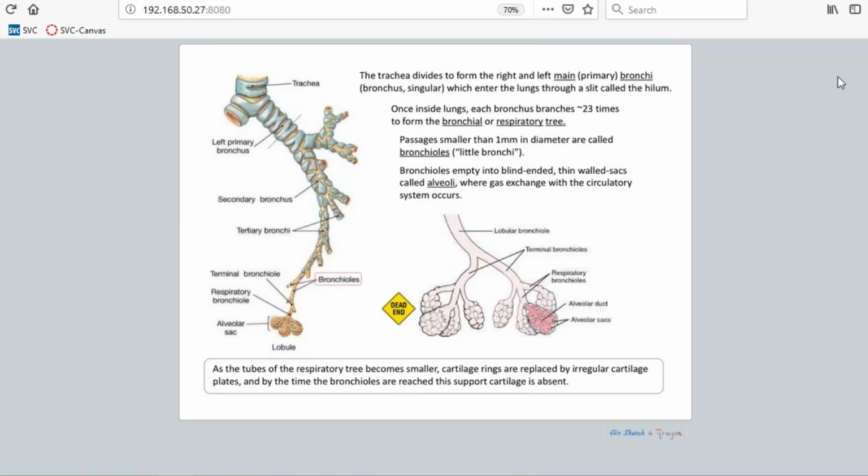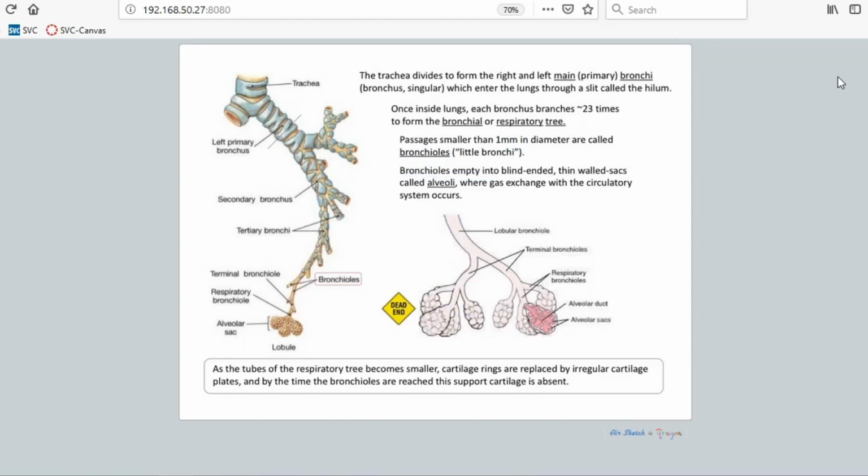Okay, so this is a schematic of all the branching that occurs. The trachea divides to form the right and left main or primary bronchi, which enter the lungs through a slit called the hilum. Once inside the lungs, each bronchus branches about 23 times to form the respiratory tree. So you can see all these different branches there. It's becoming smaller and smaller. And eventually you get to these passageways that are smaller than 1 millimeter in diameter, and these are called bronchioles. And bronchioles empty into the alveoli. So it's the bronchioles that are going to feed the alveoli with air.